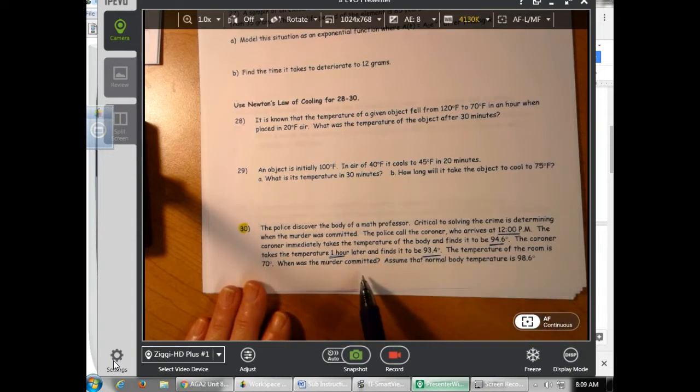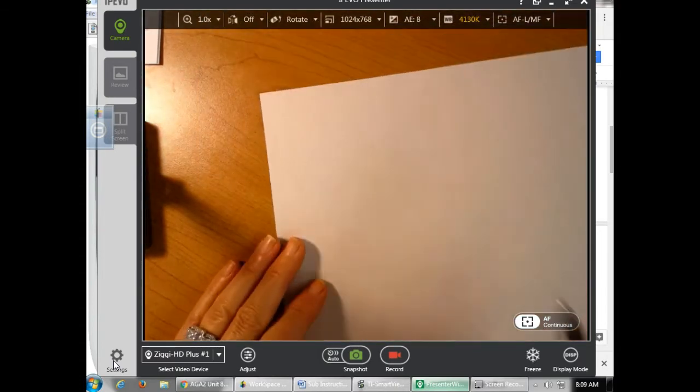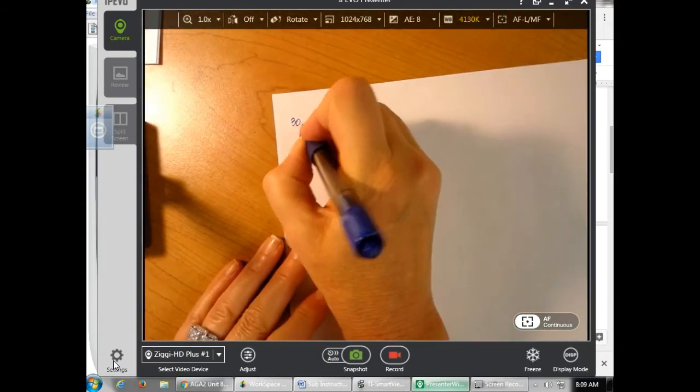When was the murder committed? Okay, so basically we're going to kind of work backwards to find out when the temperature was 98.6. But before we can do that, we have to find our cooling rate. Okay, so basically let me kind of set this up for you. So this is number 30. I just ran out of room there.